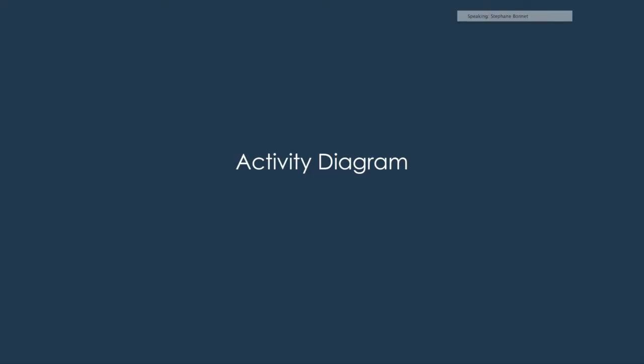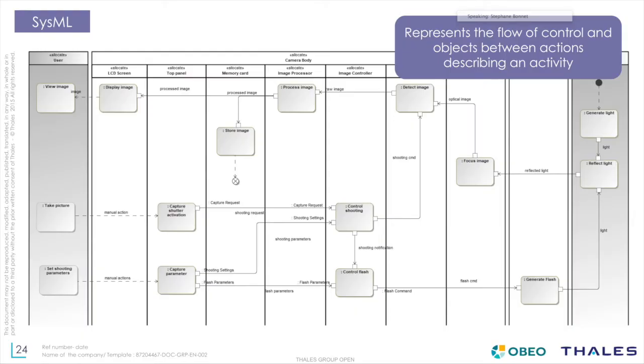The next one is one of the trickiest one in terms of mapping. So it's activity diagrams. Activity diagrams in SysML represent the flow of control and objects between actions describing activities. So what we see on this view is a set of actions that together illustrate one given or define one given activity. And between these actions, we can have control flows or object flows that illustrate the dependencies between two actions. These actions are allocated to partitions that are represented by blocks.